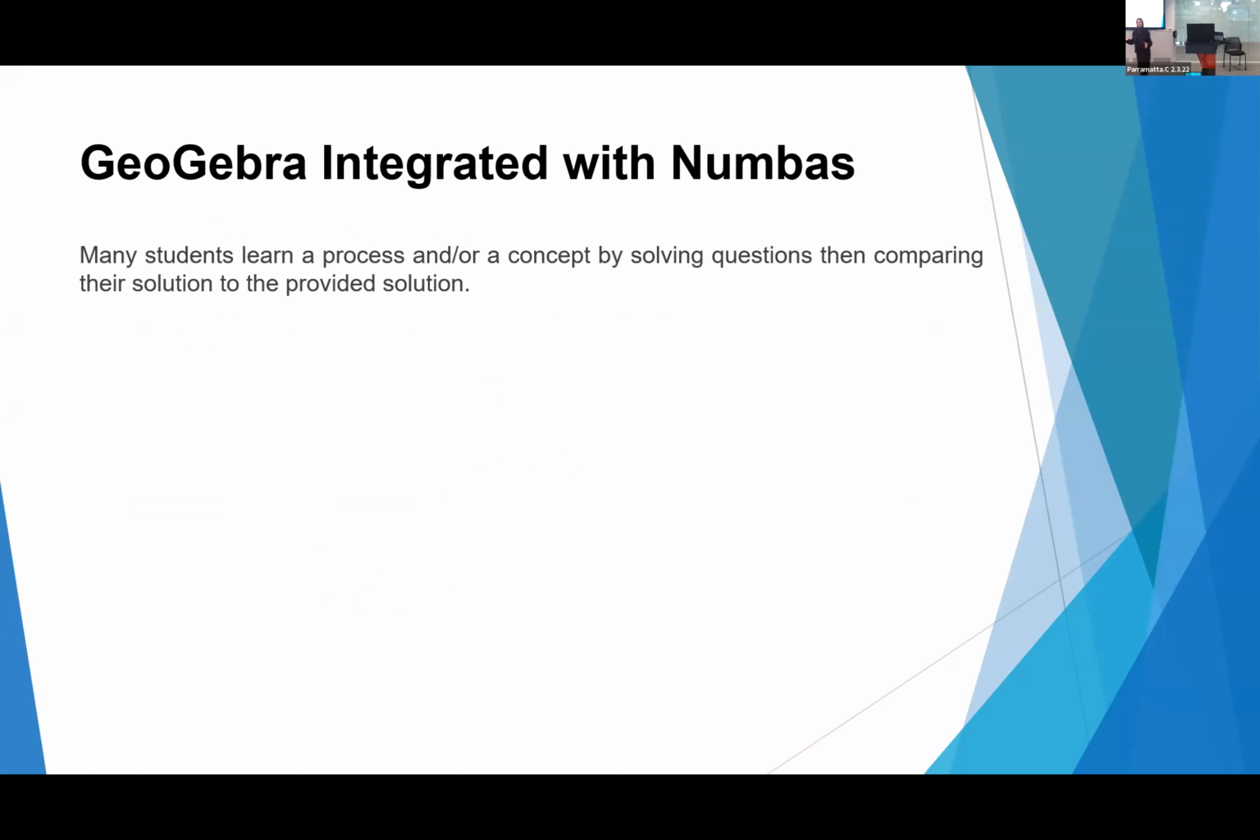this is only using a graphic calculator, not really that interesting when it comes to GeoGebra. Why GeoGebra? Why not any other graphic calculator, right? Now we know that when it comes to mathematics, many students learn by solving questions, right? Many students ask you, the good ones, the ones who want to practice, I want more questions with solutions.